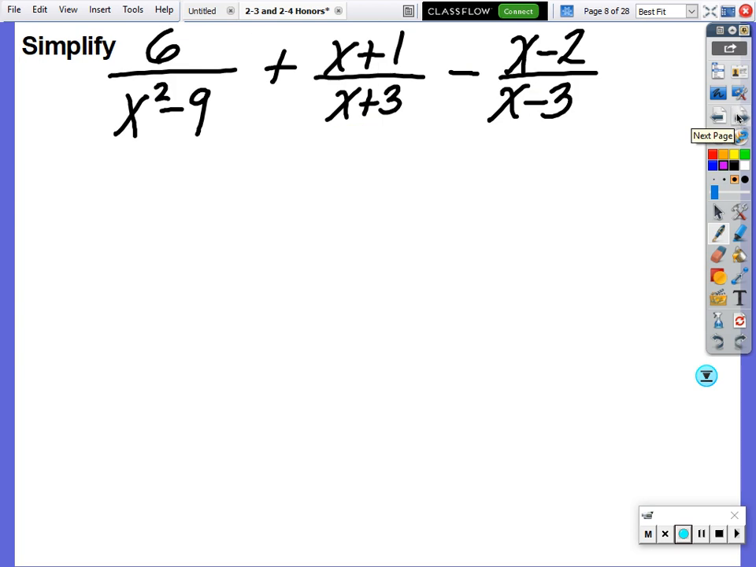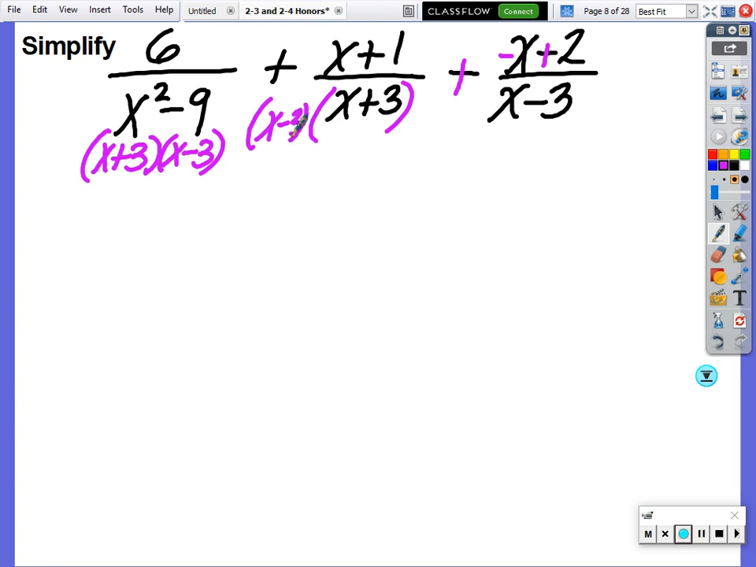So it says simplify. So once again, I say, oh, subtraction. I'm going to make that negative and a positive. I'm going to distribute my negative. So then you'd say, the first step is to factor out our denominators. So this would factor to be x plus 3, x minus 3, wouldn't it? Yes. And you'd say, I need my denominators to be the same. So doesn't this one need an x minus 3? Yes. Then this one needs an x plus 3. Use parentheses around two terms.